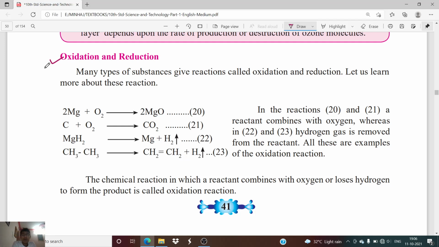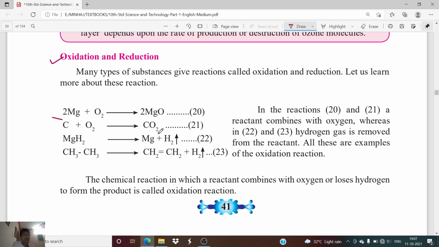Let us see that. So here you can see there are certain reactions which are given in the form of equations. The first reaction, two molecules of Mg react with an oxygen molecule and we get two molecules of magnesium oxide. So this is the reaction between magnesium and oxygen. In the second reaction, carbon is reacting with oxygen and we get CO2, that is carbon dioxide. In the third, magnesium hydride, MgH2, is decomposed into magnesium and hydrogen gas.